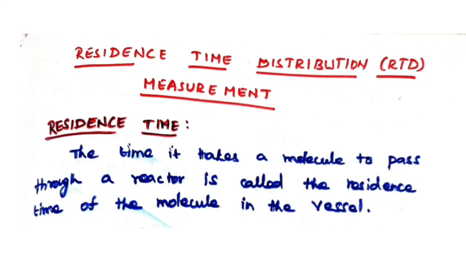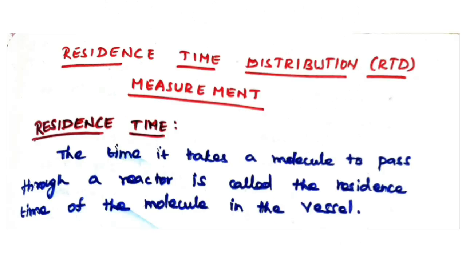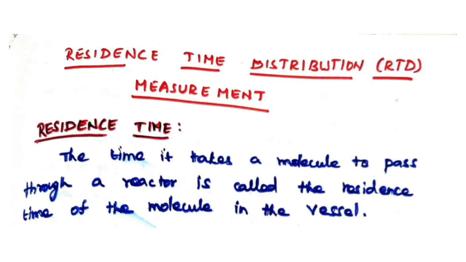In this video we are going to see how to calculate residence time distribution. Okay, so in the last video we have already seen what is ideal flow, what is non-ideal flow, and what is residence time and residence time distribution. Everything we studied in the last video. In this video we are going to see how to calculate this residence time distribution.